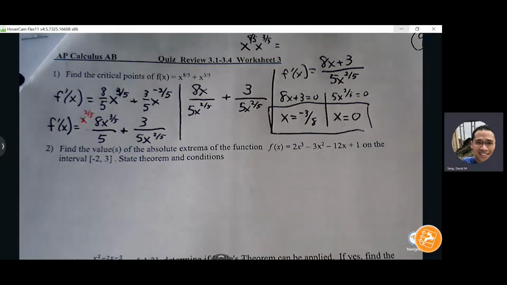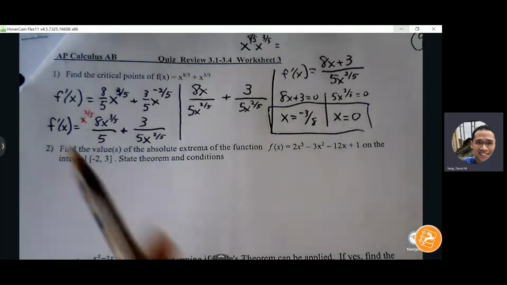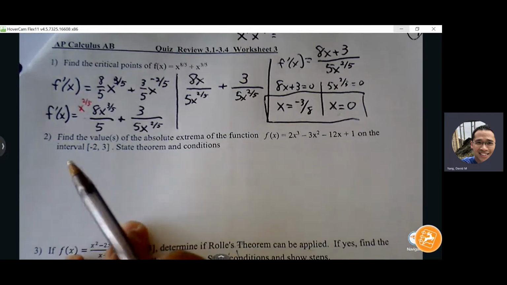Okay, any questions with 1? Okay, number 2, find the values of absolute extrema. So the whole purpose here is to find the highest and lowest points on the graph without the use of a graph, or without looking at the graph, just using really minimal piece of information.